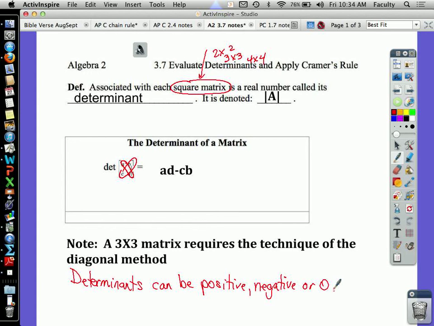And I will show you in an example how we do the 3 by 3, but for now we're going to start with the 2 by 2. And determinants can be positive, negative, or 0. Okay? We got it?